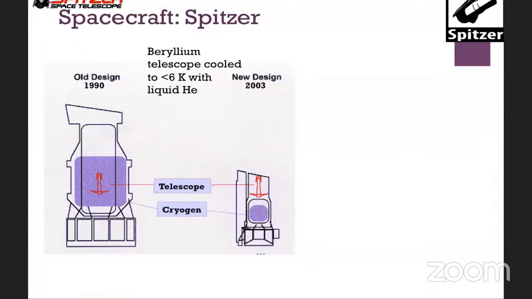Okay, so what does the spacecraft look like for Spitzer? This was the original design in 1990. This was actually a lot like the IRAS design, where the telescope itself is entirely within the liquid cryogen. But the new design from 2003 was that the telescope is outside of the cryogen bath, and the telescope is cooled by having the cryogen exhaust out past the telescope. It was really, really clever engineering, because you then have a much smaller spacecraft. So it's less mass that you have to launch. It's easier to test because you don't have to cool down the whole telescope. It just saved a lot of money.